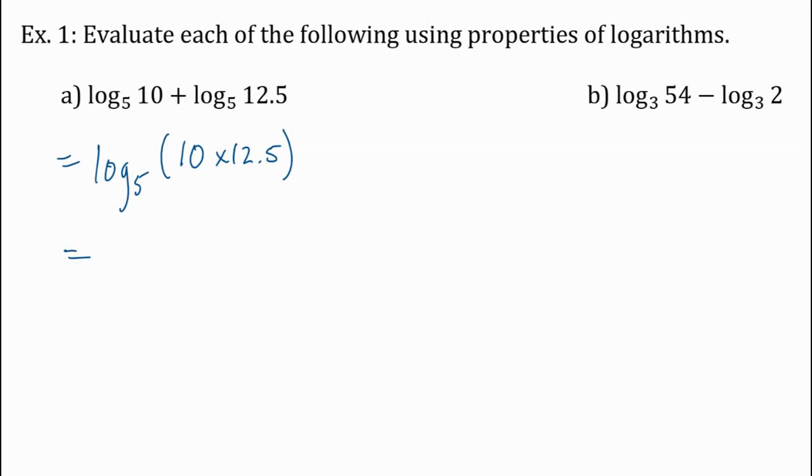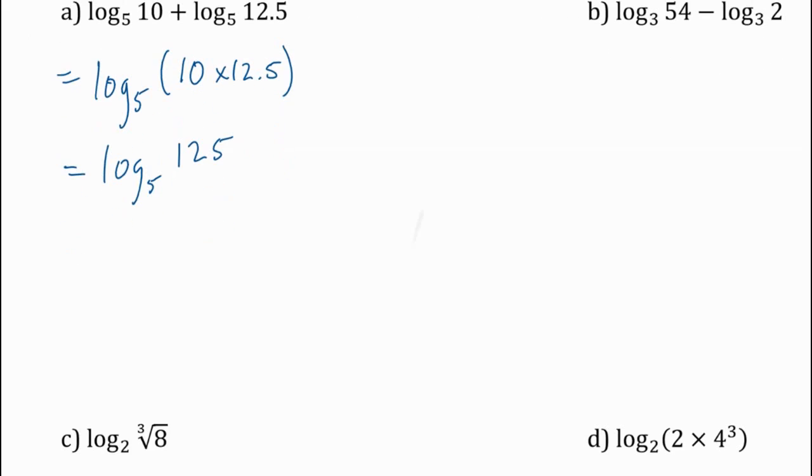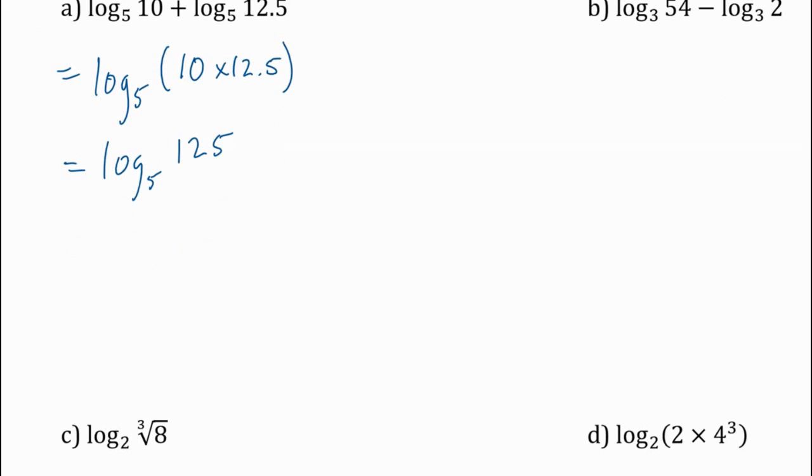Ten times 12.5 is 125. 125 is 5 cubed. So that's equal to 3. 3 exactly. That surprises me, considering that when I evaluated those logs individually, they gave like a nasty decimal. But then you do this little trickery and you get an exact answer. Nice.